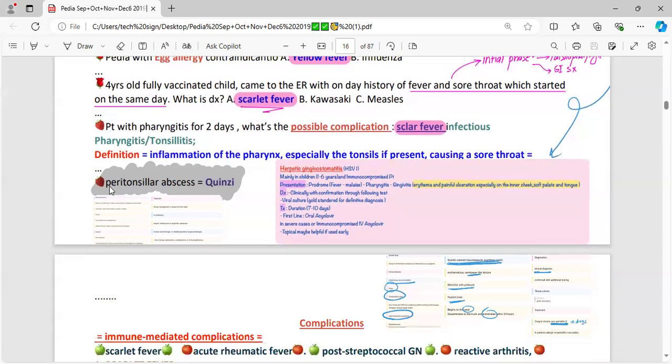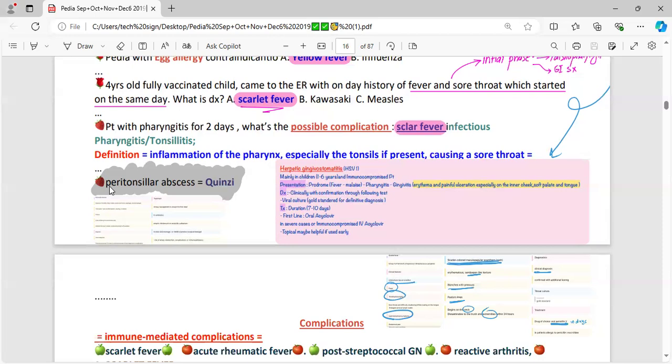A 4-year-old fully vaccinated child came to the ER with a 1-day history of fever and sore throat, with a rash started on the same day. What is your diagnosis? How would you pick scarlet fever? What is scarlet fever? In this also there is rash and redness.